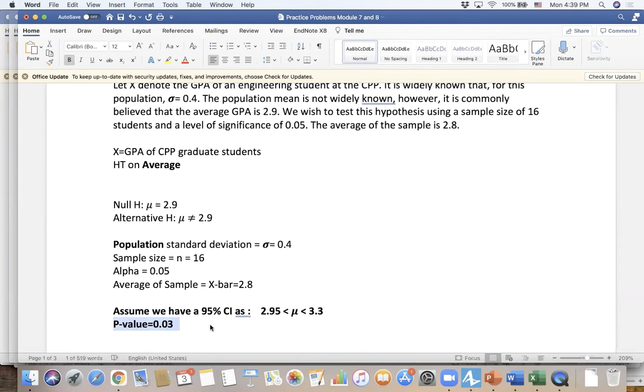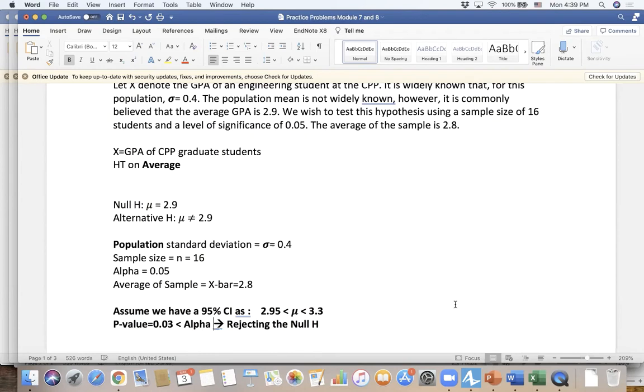We reject the null hypothesis because p-value is less than alpha. Exactly. P-value is less than alpha, and that's always the recipe for rejecting the null hypothesis. Which is exactly what we also concluded if we had the confidence interval.